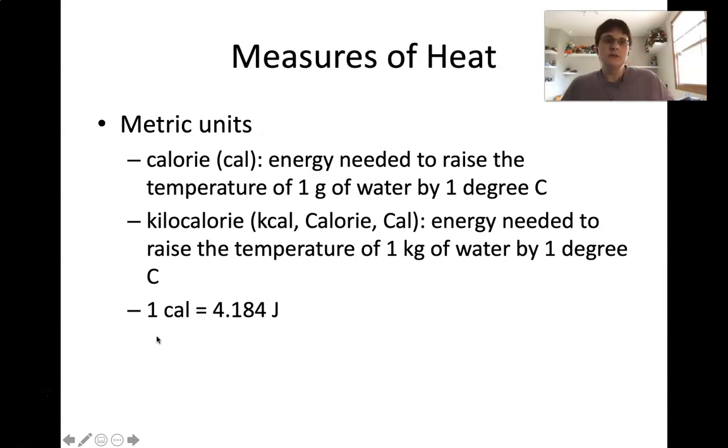So how does this relate to energy, like what we've been seeing? Well, 1 calorie is equal to about 4 joules. When you were looking at things like gravitational potential energy and kinetic energy, the joule is the measure of energy. So 1 calorie is roughly equal to 4 joules, so there's a decent amount of energy in a calorie.